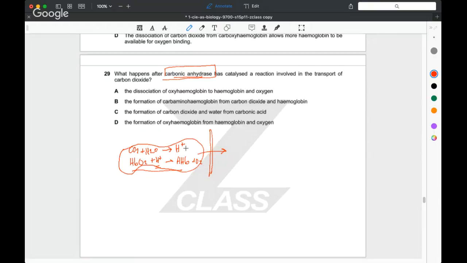And if you balance that equation, we've got the hydrogen ion, which has been donated from the water molecule, and that's going to be joining to the carbon dioxide molecule.